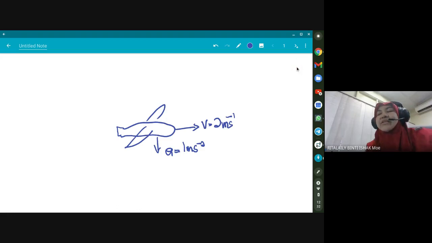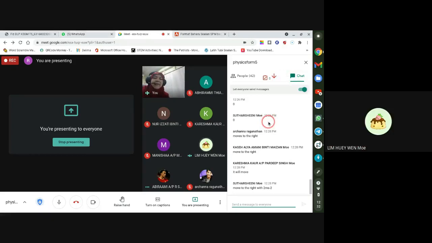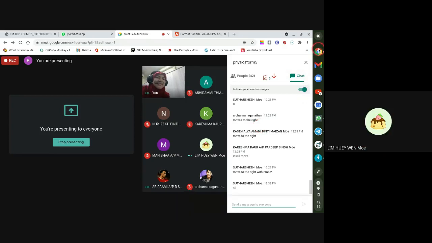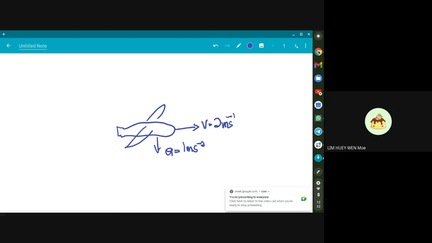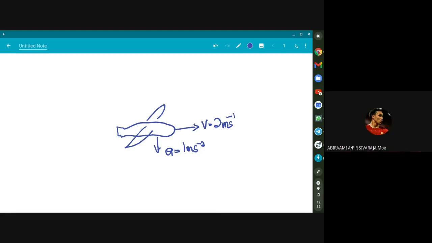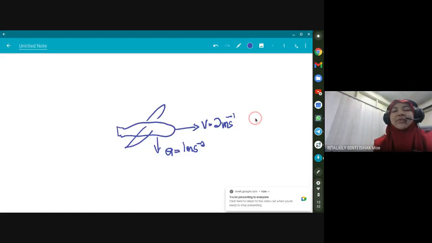Firstly, how many forces? Yes. Three. Gravitational acceleration and velocity. Acceleration and velocity are not forces here. So weight. Yes, weight. Okay, weight. We know that weight is a downward force.